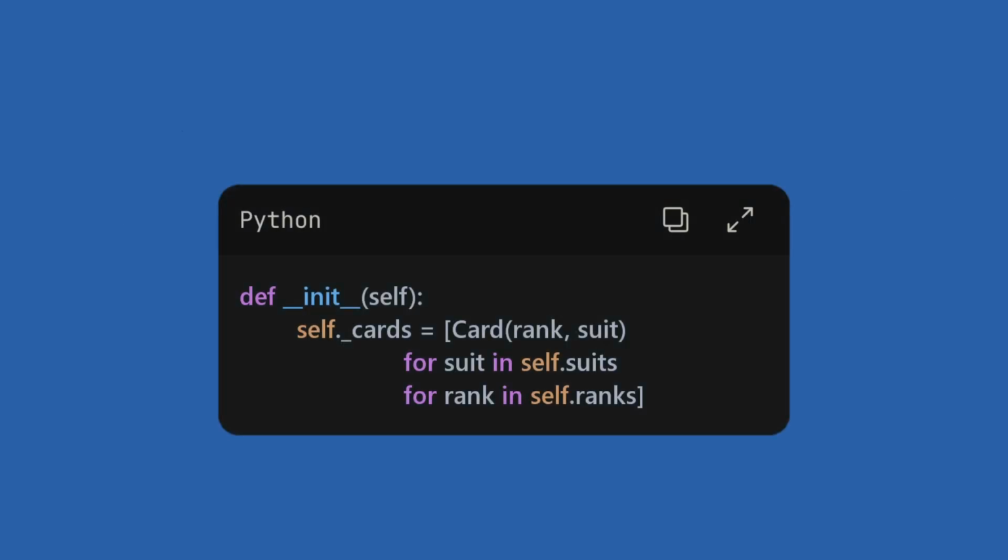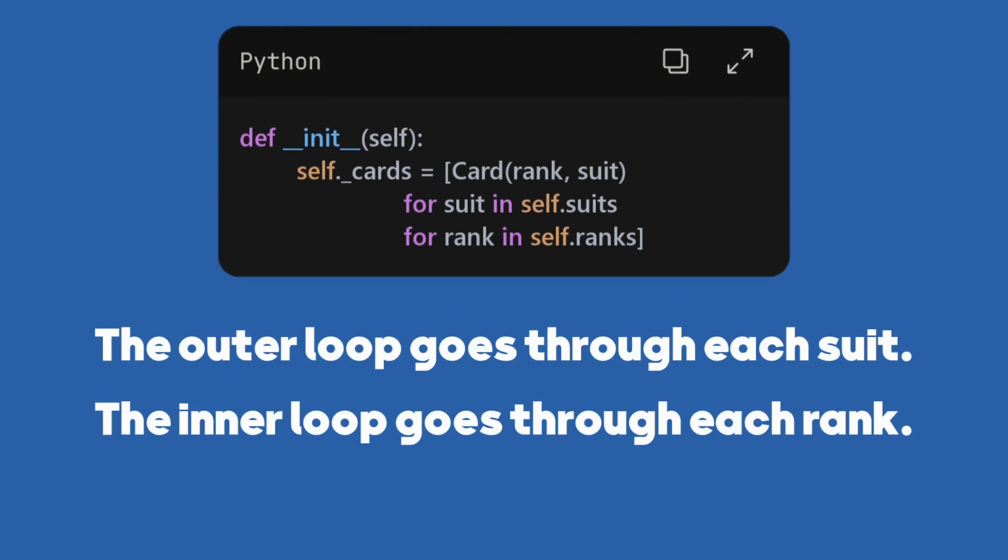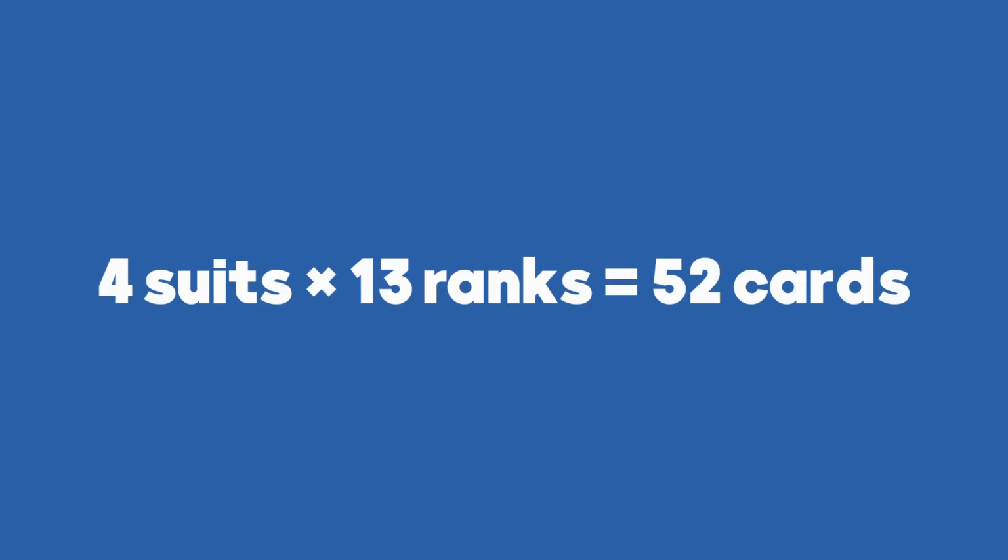Here we build all 52 cards. This is a list comprehension with 2 loops. The outer loop goes through each suit. The inner loop goes through each rank. So for spades, we get 2, 3, 4 all the way to ace. Then diamonds, then clubs, then hearts. So we have 4 times 13 equals 52 cards.